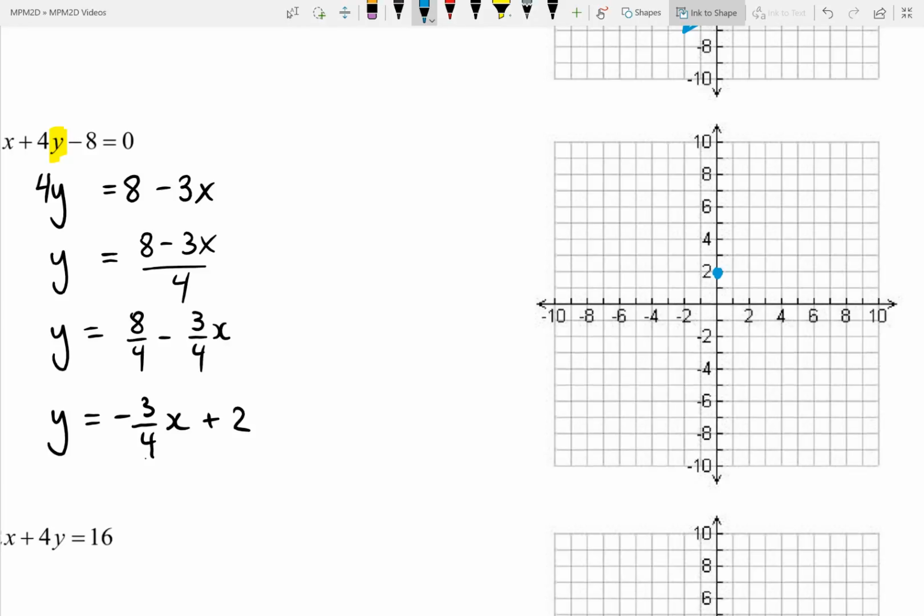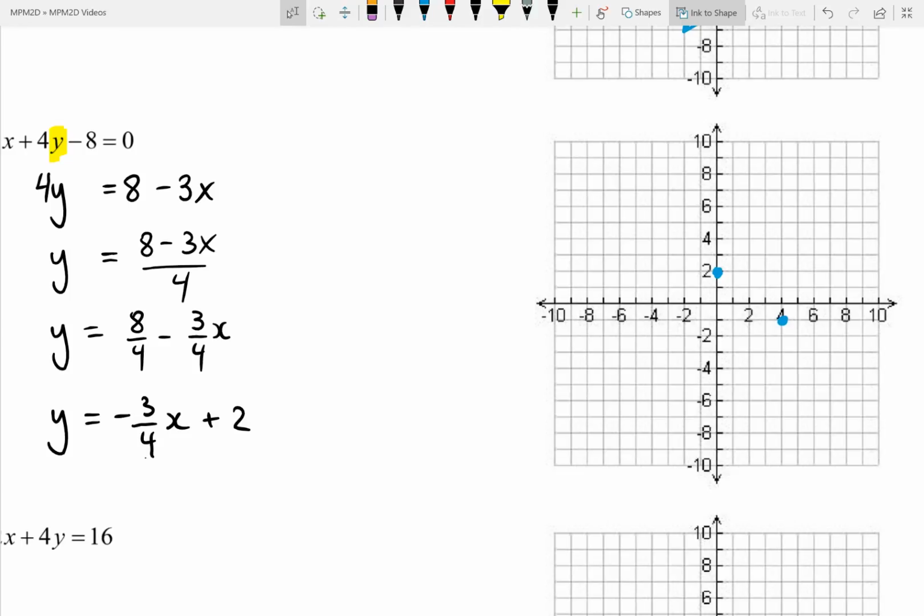Now the slope is negative, so instead of going up, my rise is going to actually go down, so minus 3 units. I'm going to start from my positive 2 value here and go down 3 units: 1, 2, 3. The 4 in the bottom is still my run. It's considered positive, so I'm going to go to the right: 1, 2, 3, 4. And I'm going to plot my next point right there.